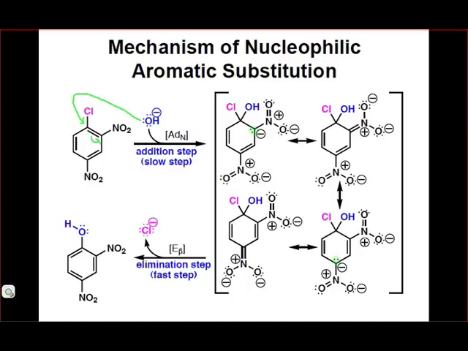We can understand why it is important to have electron withdrawing groups at these positions, because only then can the negative charge be delocalized through resonance into the nitro group. The second step in the mechanism is beta elimination to expel the chloride anion and produce the 2,4-dinitrophenol product.